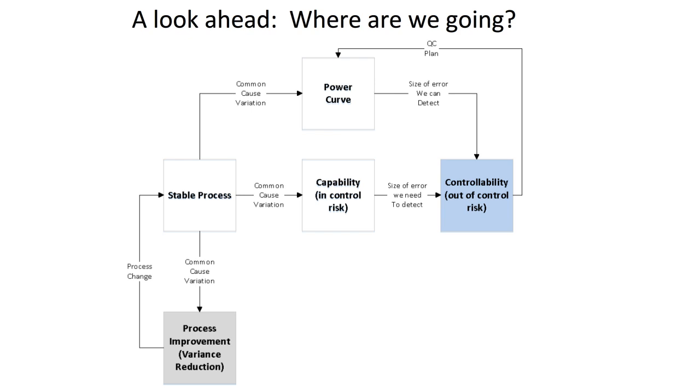So once the process is capable, we can then ask, will we be able to detect a change when the process goes out of control? So we evaluate risk in 2 conditions. When the process is in control, and that's capability, and out of control, when we look at QC plans to guarantee that we can detect a shift that would produce unacceptable results. And the final step is to improve the process. We improve the process by reducing variance. Reducing variance increases capability and controllability, and this in turn reduces costs and improves patient care.